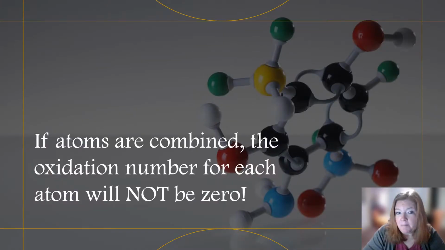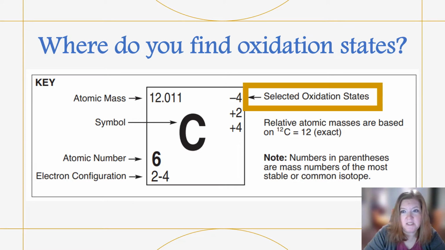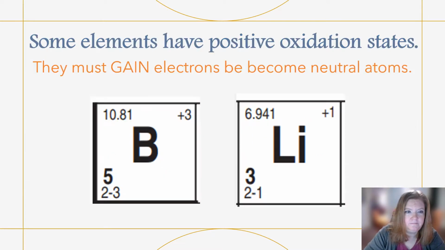Now, if atoms are combined, the oxidation number for each atom will not be 0. So where do we find oxidation states? Right there, that's the key in your reference table. You're going to find a list of oxidation states. Some elements have positive oxidation states. What does that mean? That means they have to gain electrons to be neutral because they lost electrons in the first place. Because when you lose an electron, you end up with a positive charge. So the oxidation state says, I'd have to gain electrons to get neutral again. So positive.